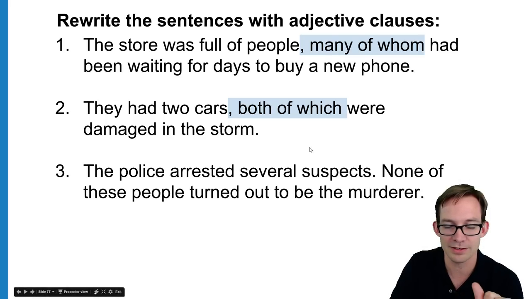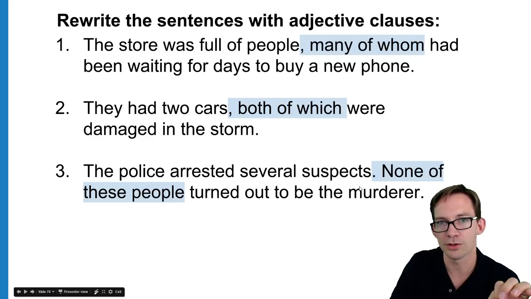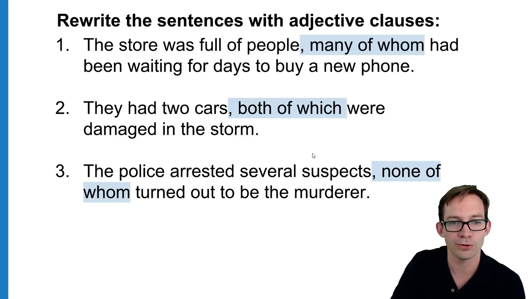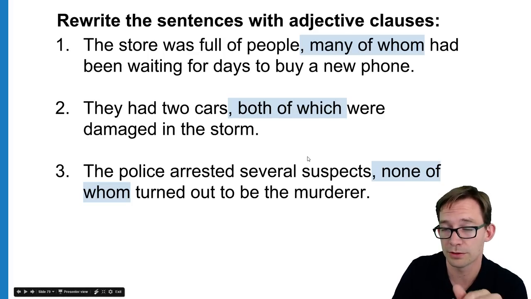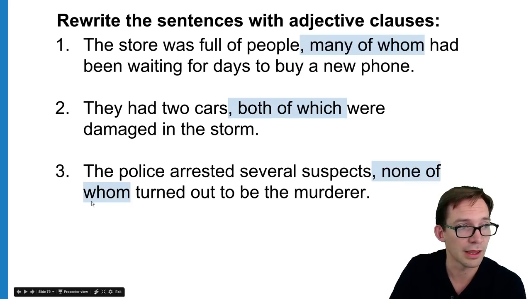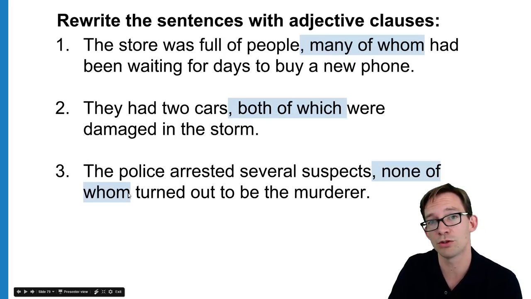So the police arrested several suspects. None of these people turned out to be the murderer, becomes none of whom, because we're talking about people, none of whom turned out to be the murderer. Now again, just to clarify, if I have a comma here, I couldn't say them here, because none of them turned out to be the murderer.